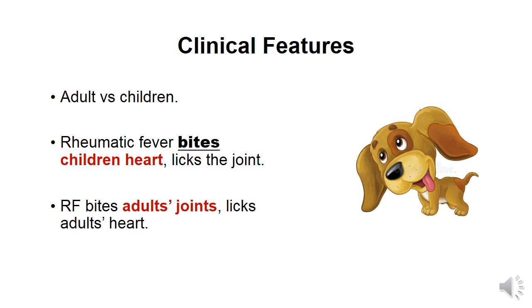Regarding the clinical features of rheumatic fever, the clinical presentation usually differs between adults and children. Rheumatic fever is well known to bite children's heart and lick their joints. It's very aggressive in children. Rheumatic fever attacks occurring in adults bite the adult's joints and lick the heart. There's minimal affection of the adult's heart, mainly targeting the adult joints.